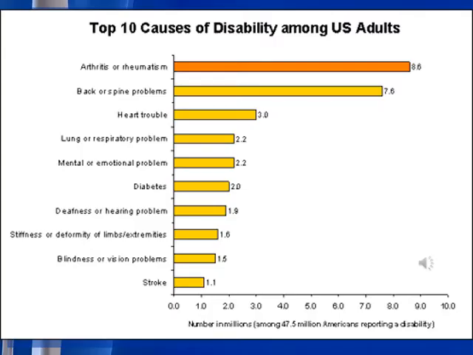You can see on this slide that arthritis and rheumatoid diseases is the number one cause of disability among U.S. adults. So again, it's affecting a lot. Back pain, heart trouble, you can see those are the next couple in line that also affect the whole person.